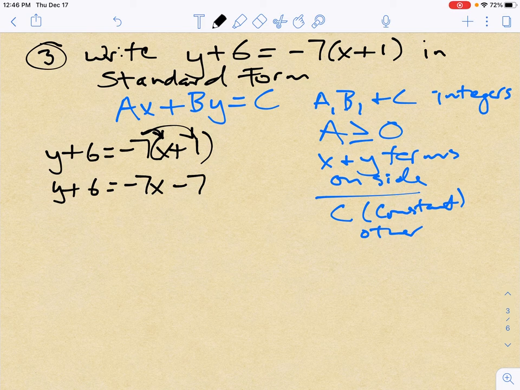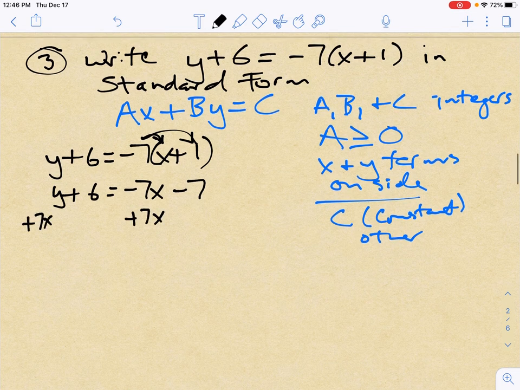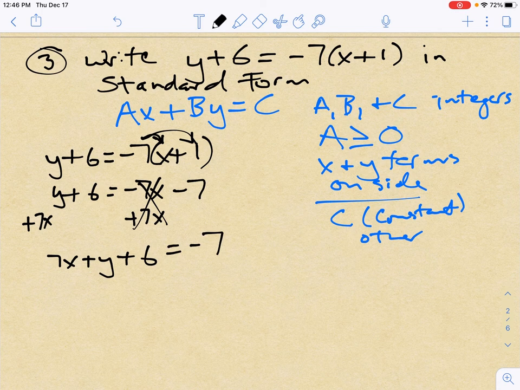So if I'm going to do that, I think I want to move my x over to the other side so that it will make it positive. I'm going to do that by adding 7x to both sides. And what that gives me is 7x plus y plus 6, the 7x cancels over here, and you get -7. Now the last thing I got to do is move this over here so that the constants are together and on their own side.